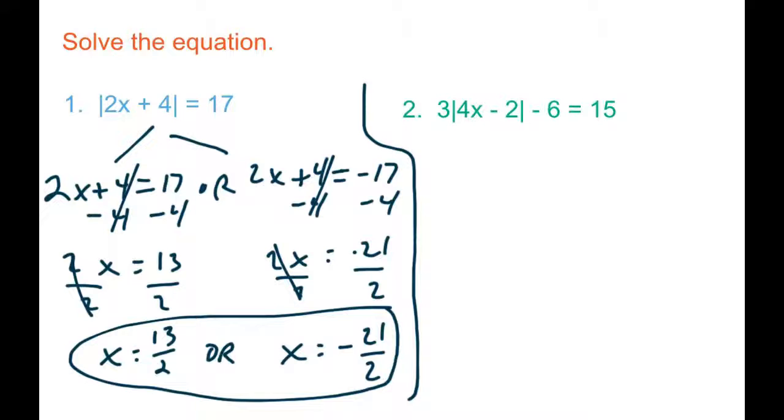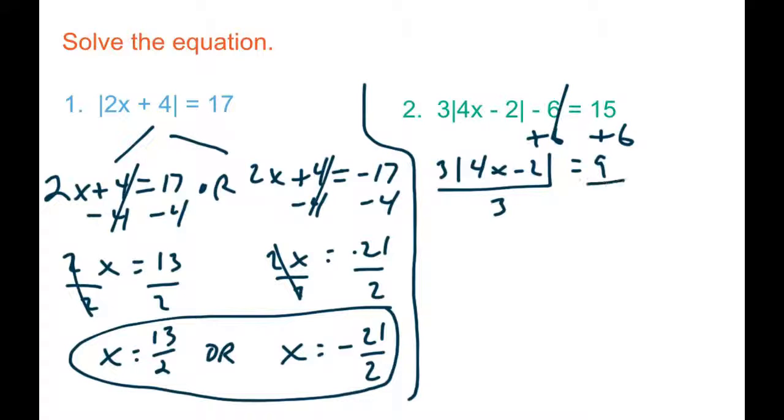Next one, we got a little bit more work to do here because there are some numbers outside of the absolute value symbol, so we're going to take care of this first. We're going to add 6 to both sides. Just like solving a regular equation, we're going to take care of the adding and subtracting first. That cancels. I have 3 absolute value 4x minus 2 equals 9. I'm going to divide both sides by 3 to get rid of that 3. That cancels. Absolute value of 4x minus 2 equals 3.